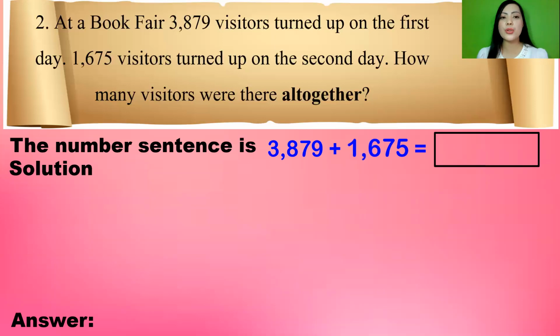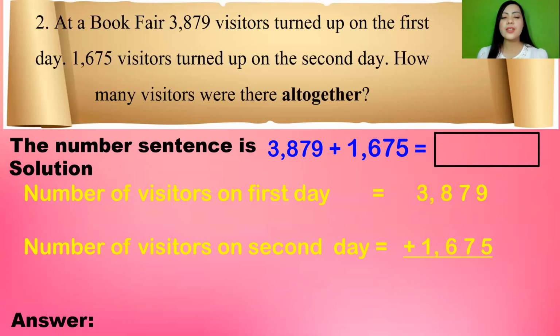The number sentence is 3,879 plus 1,675 equal to blank. The solution: the number of visitors on the first day equal to 3,879 plus the number of visitors on the second day is equal to 1,675. Let us solve the problem. Let's start with the ones place. 9 plus 5 is equal to 14. Carry 1 there in the tens place.